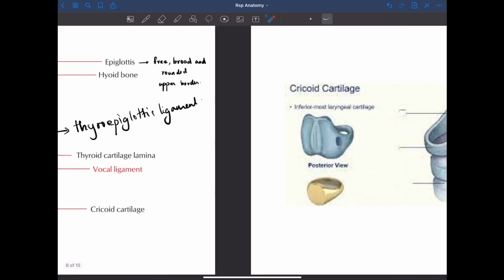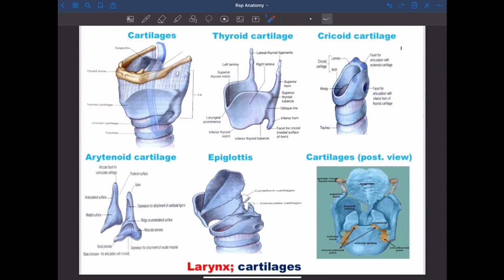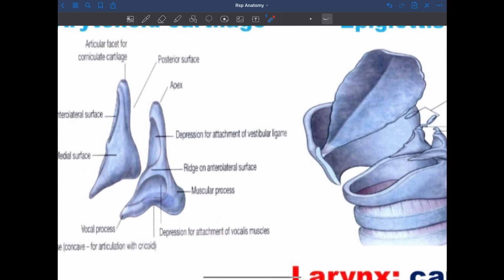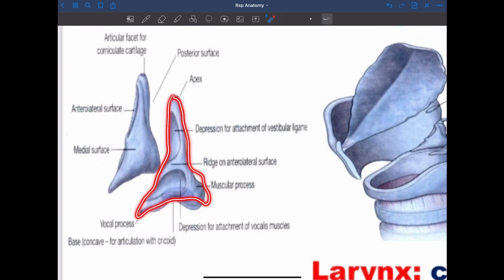Next, after this, we can see the paired cartilages. The paired cartilages are the arytenoid cartilages. As I said before, it is a triangular-shaped cartilage, and it has an apex and a triangular base. The apex is pointed, but the base is triangular in shape.